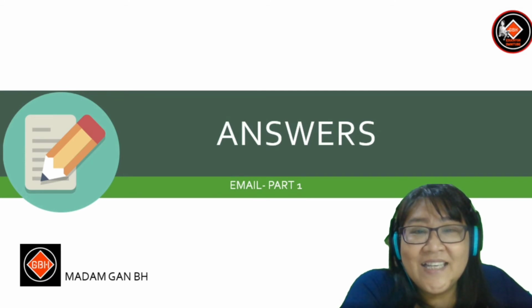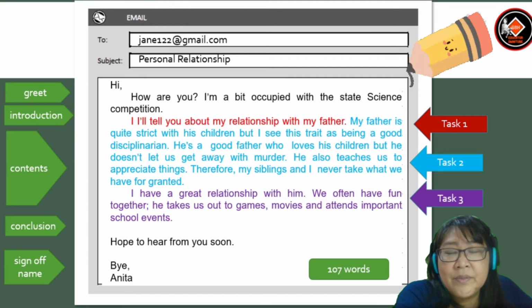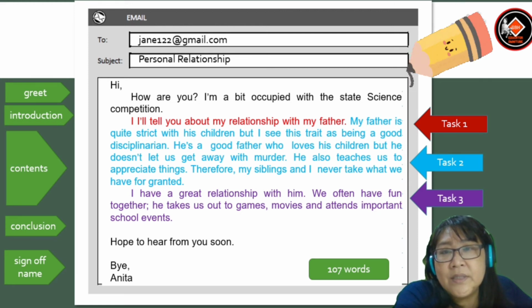Dear students, now let's look at some of the model answers. Dear students, let's look at the first answer. So remember that you're supposed to write in about 80 words. But maybe if your writing is smaller or you still have some space to write, you can write longer.